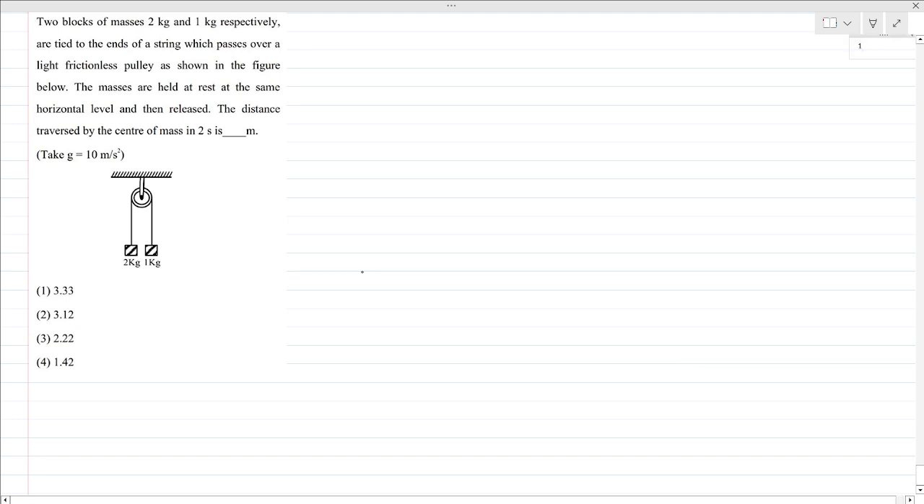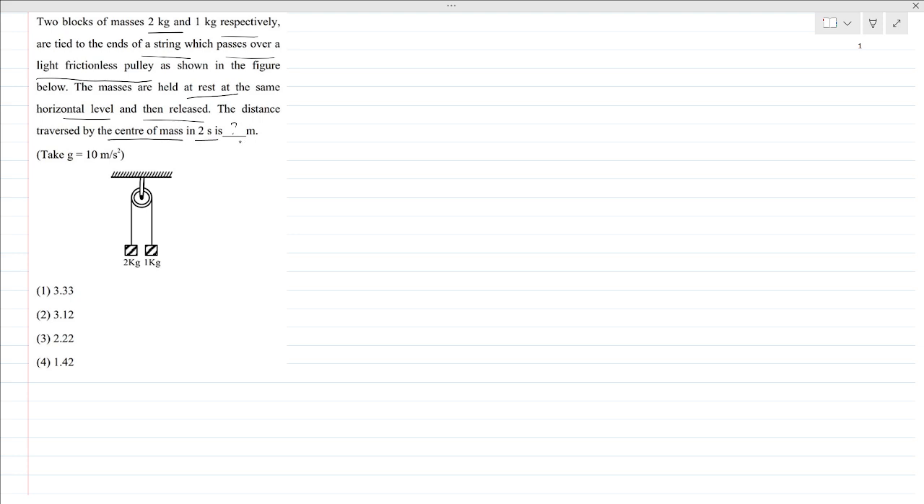Two blocks of masses 2 kg and 1 kg respectively are tied to the ends of a string which passes over a light frictionless pulley as shown in the figure below. The masses are held at rest at the same horizontal level, then released. The distance traversed by the center of mass in 2 seconds is dash meter.